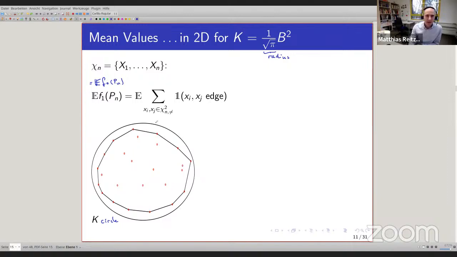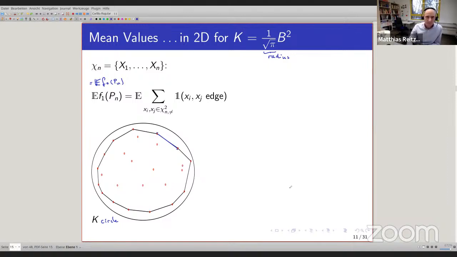So we check for each pair. I take 2 points and check whether the connection between these 2 points gives me an edge. This is clearly not the case here, this is not an edge, but if you're lucky, then you have 2 points which are here at the boundary, and if you connect them, you really get an edge. So you just count for all pairs of points whether they form an edge or not. And clearly, all the points are identically distributed and independent. So you have n over 2 pairs in this setting.